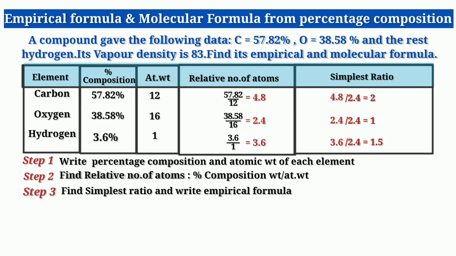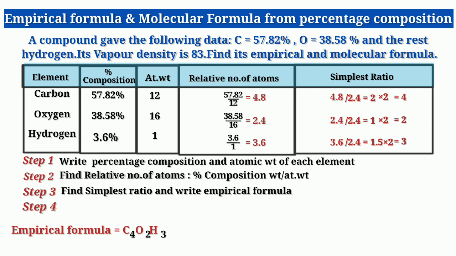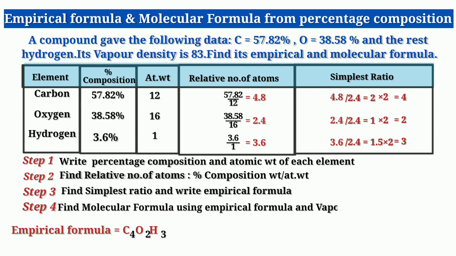Simplest ratio represents number of atoms of each element present in empirical formula, which should be in whole number, but 1.5 is not a whole number. To convert 1.5 to whole number, we will multiply all by 2. So we have 2 2s are 4, 1 into 2 is 2, 1.5 into 2 is 3. We can now write empirical formula as C4O2H3. In step 4, we can find molecular formula using empirical formula and vapor density, which is given in question as 83.